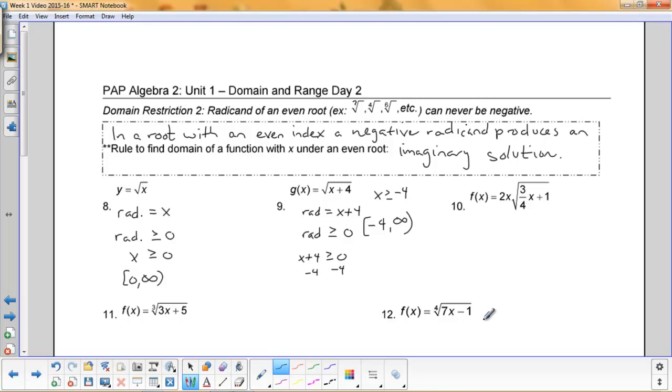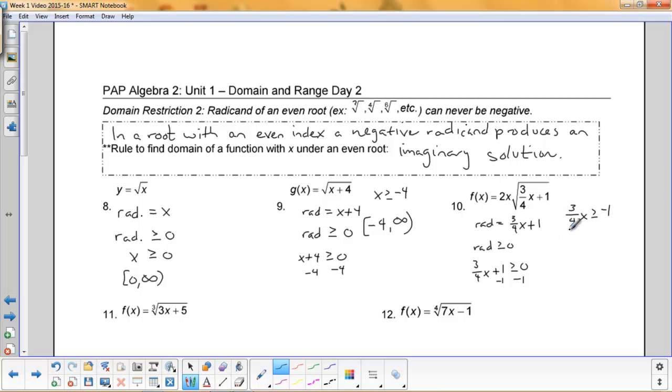A little bit complicated, not too bad though. All right, hopefully you're ready to go on this one. The radicand equals 3/4 x plus 1. So the radicand must be greater than or equal to 0. So 3/4 x plus 1 greater than or equal to 0. Subtract 1 from both sides, and I get 3/4 x greater than or equal to negative 1.